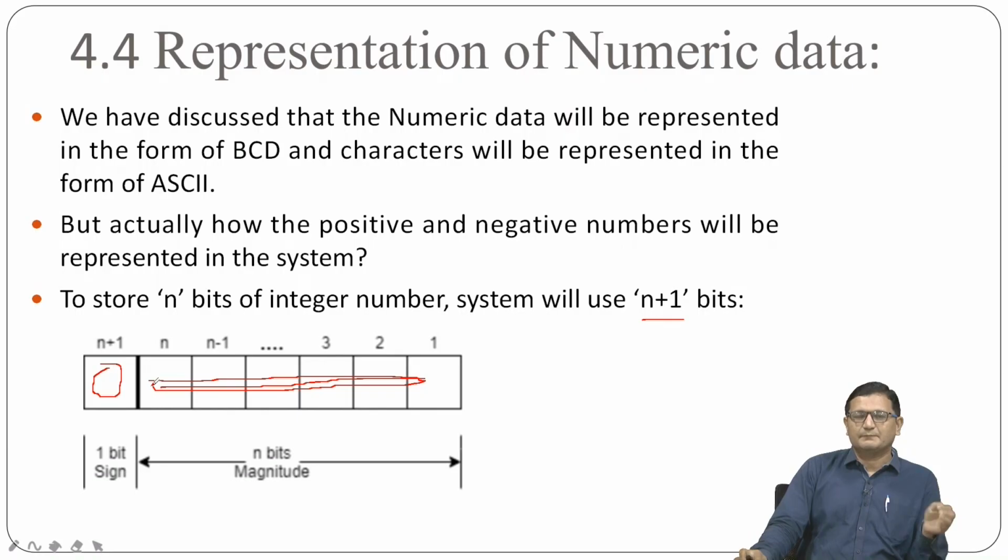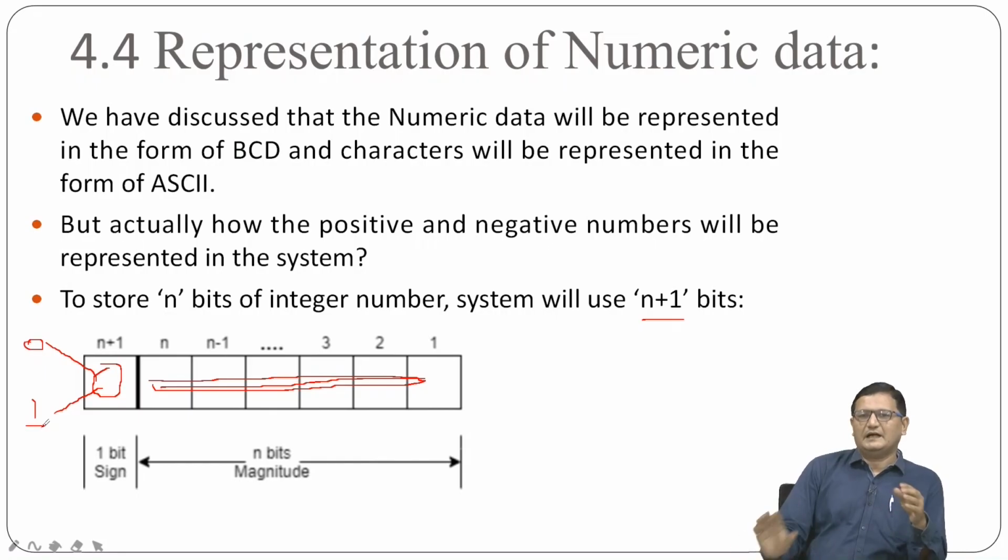But 45 is positive, plus 45, so here the sign bit will be 0. If the sign bit is 0, that means whatever number is there, it is a positive number. And suppose the sign bit is 1, that means the number is a negative number, right? So here you can see the binary of, suppose, 45, then that is minus 45, a negative number, right? Because here the sign bit is 1.